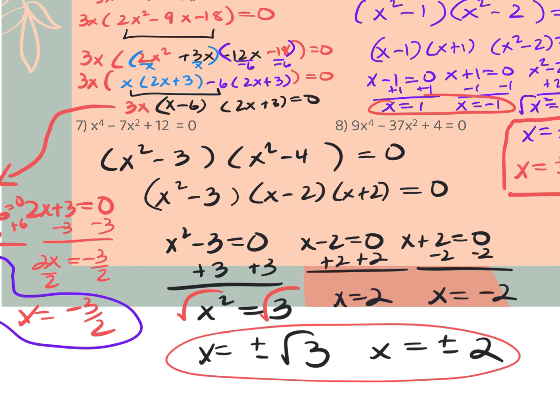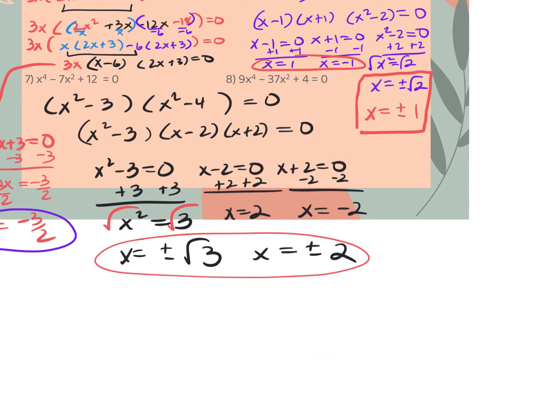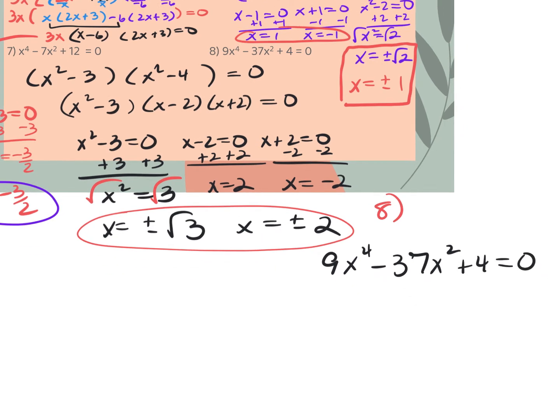Number 8, and I've written all over the place, so I'm going to rewrite it down here in the bottom corner. At first glance, you might think it's a perfect square trinomial, but if you try the trick and you try to square root them and double them, it doesn't give it to you. So we actually have to factor 4, and instead it's going to be 1 and 4 as the factors. But let me go ahead and rewrite it down here. So I have 9x to the 4th minus 37x squared plus 4 equals 0.